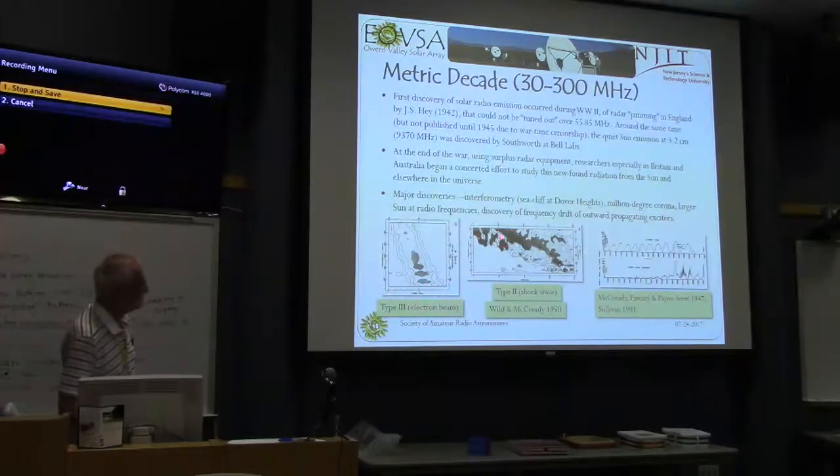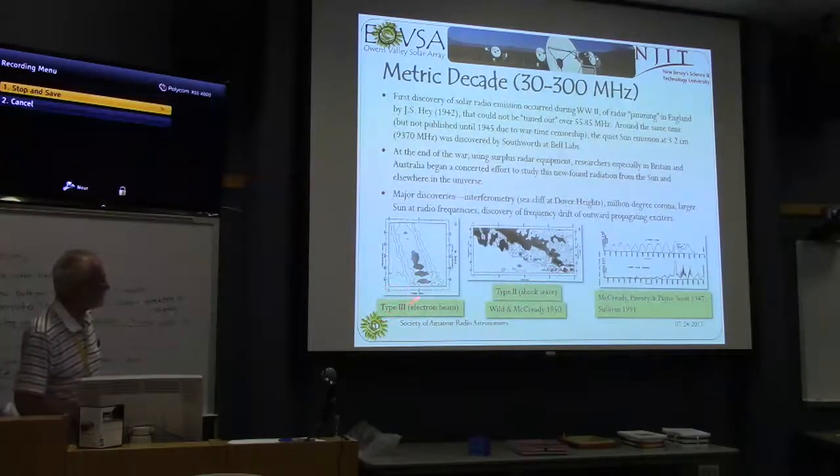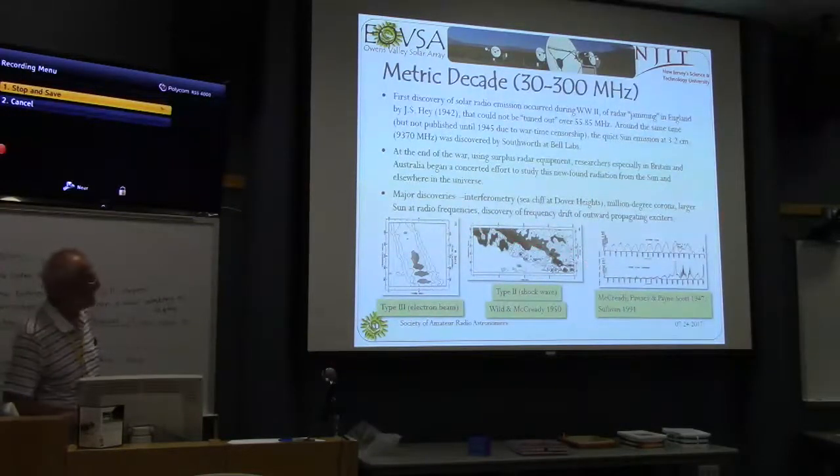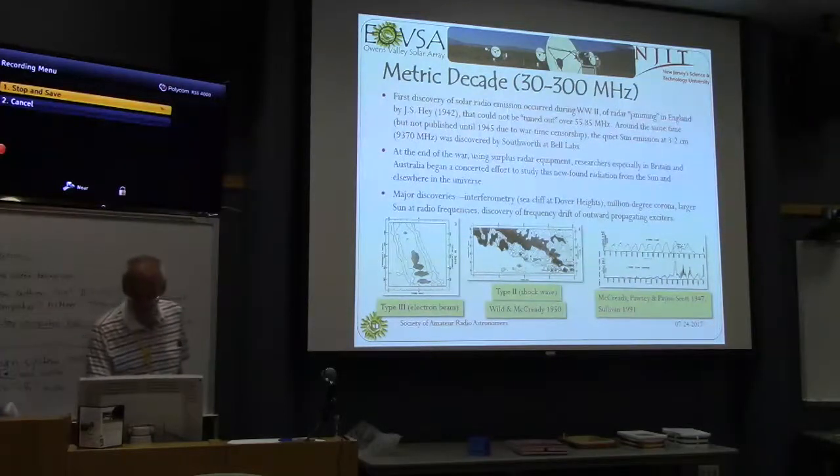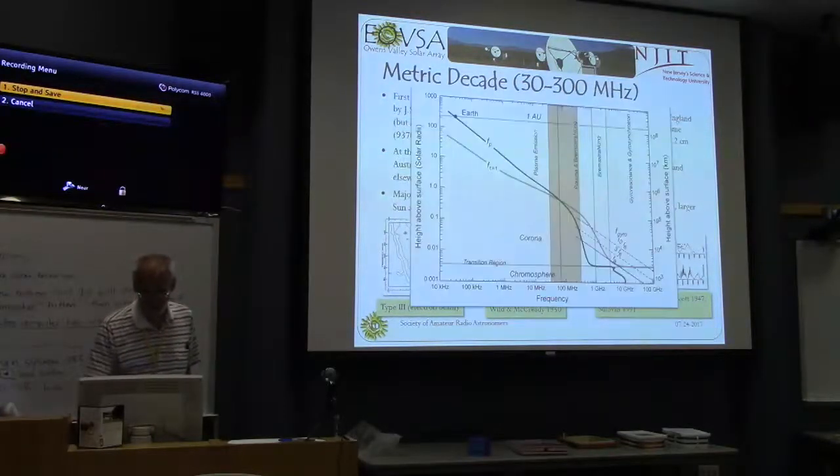And then there was another type of burst, the so-called type 3 burst. And then there was a type 2 burst, which is a slower drift. And it was understood quite quickly that these type 3 bursts were due to nearly relativistic electrons streaming out from the sun. And the slow drifters were the shock wave type 2 bursts. So I'll be talking a little bit more about those as we go on.